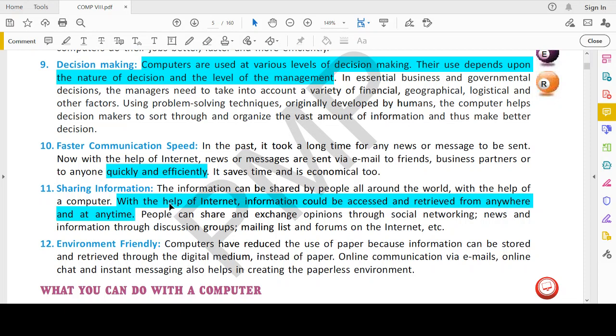Sharing information has become very easy. As you can send messages, you can also send files. You can send some audio clips, you can send some music videos, you can send some of your art, if you have drawn something, you can click it and send it to your friend, you can share with your relatives. So sharing information has become very easy.